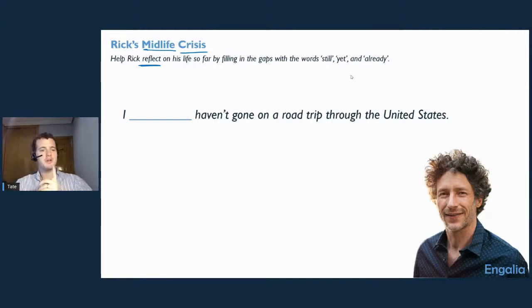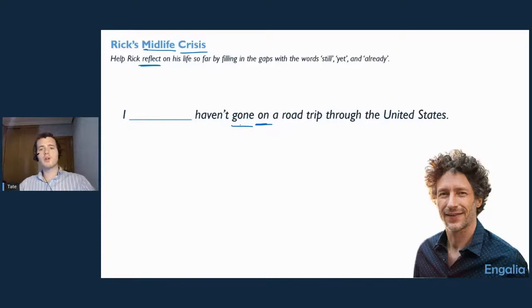Let's look at the first one here. Number one, it says, I blank haven't gone on a road trip through the United States. Right? Notice that again, we said to go on a safari, and we also have this one to go on a road trip. So different trips, we can always use this expression to go on.